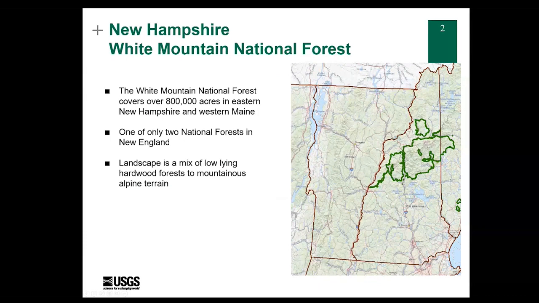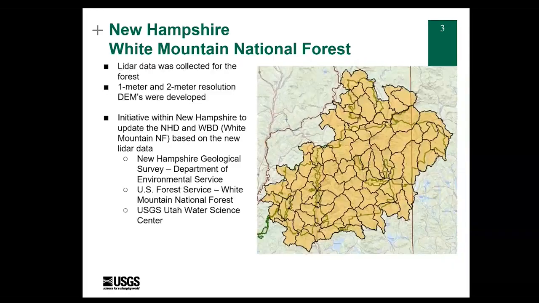The White Mountain National Forest covers over 800,000 acres in eastern New Hampshire and western Maine. The boundary of the White Mountain National Forest is shown here in green. It is one of only 2 national forests in New England, and its landscape is a mix of low-lying hardwood forests and mountainous alpine terrain.